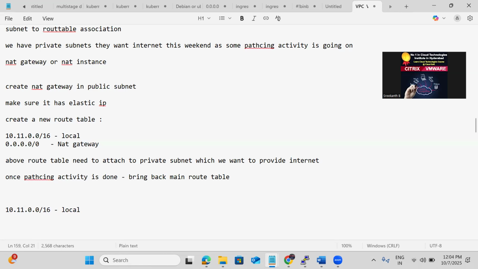Having internet access is itself risky, because it may expose the instance and download unnecessary files. So to avoid that, once our patching activity is done, we stop the internet access also. Hence, we are providing that internet activity only when needed. Any doubts on this?